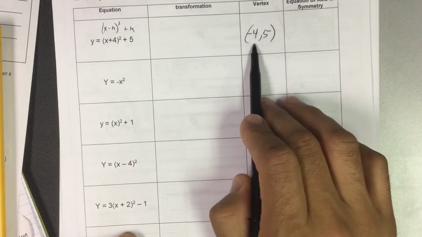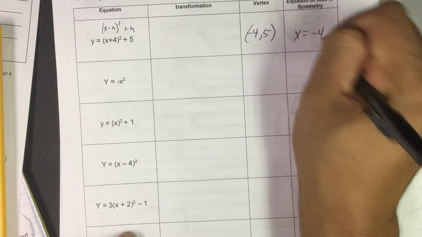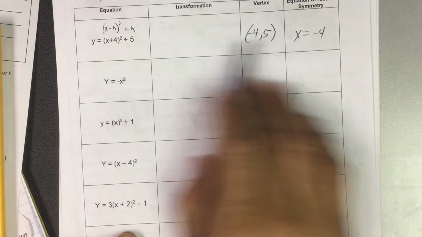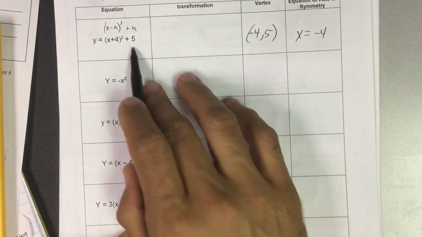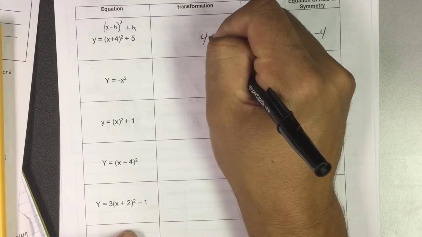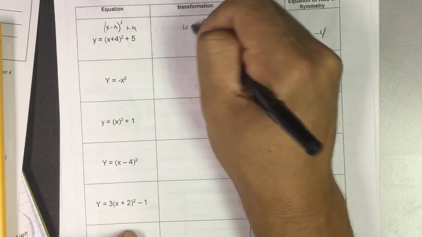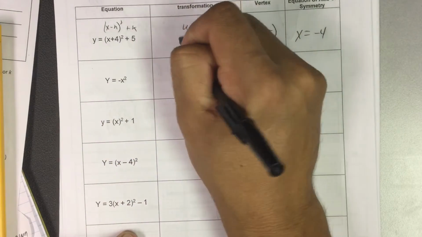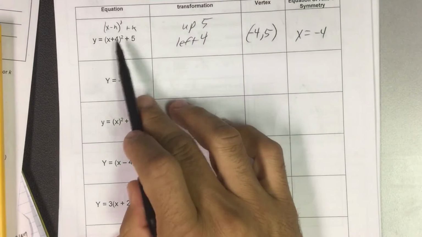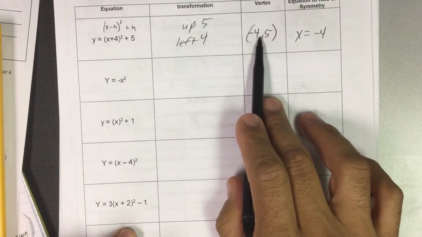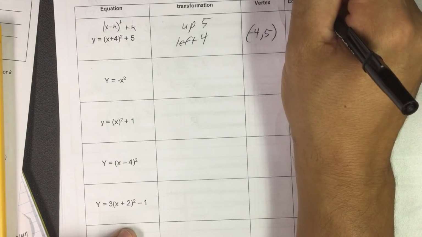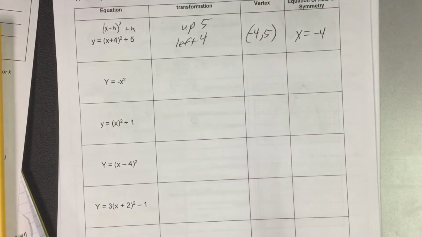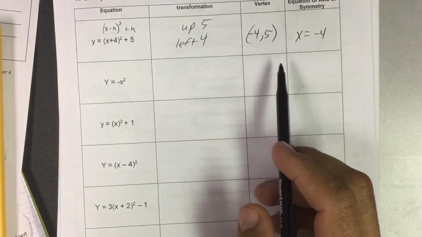The axis of symmetry is always x equals negative 4 because it has to go through this point. Now back to our transformations. What did this do? Well, this moved up 5. Oops, I already started writing the 4. And then on the 4, it was left 4. Even if you don't remember the rules for this, here's my vertex. If I graph that, it's negative 4, positive 5. It's up here. You can tell it moved from the origin left and up. So I could have got that just from my vertex.